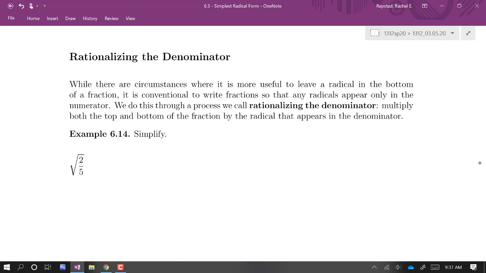We like to avoid radicals in the bottom, and we also like to avoid fractions inside the radical. So the first thing we do, if I see a fraction inside a radical, is I split it up. We're allowed to split up radicals over division, so we could write this as root 2 over root 5. And who remembers how to rationalize the denominator? What do we do? Liz? Times root 5 over root 5.